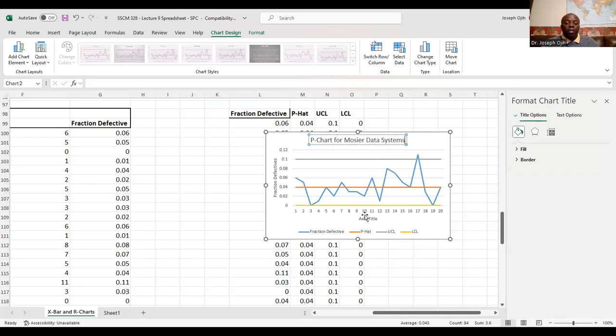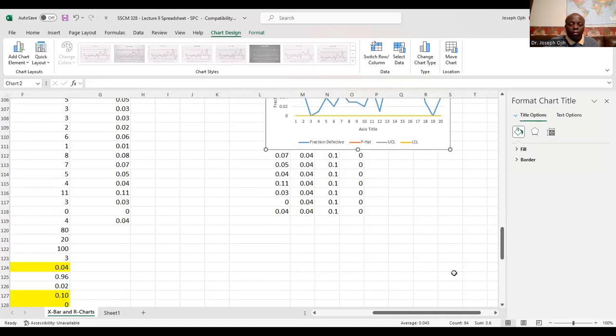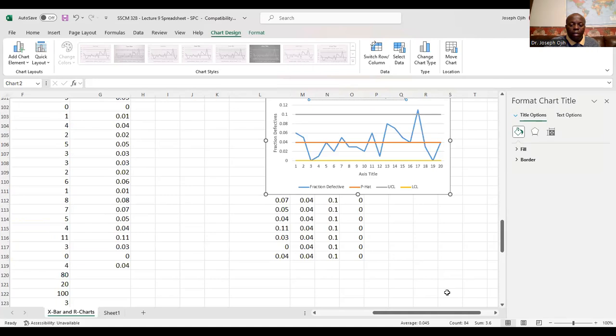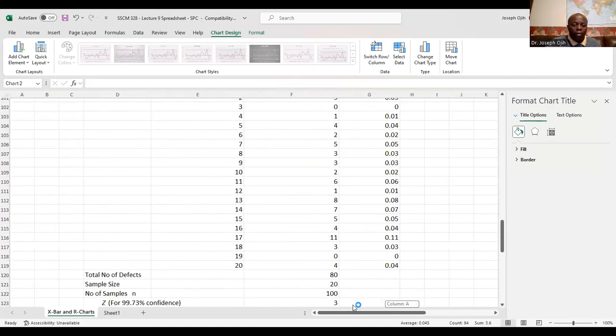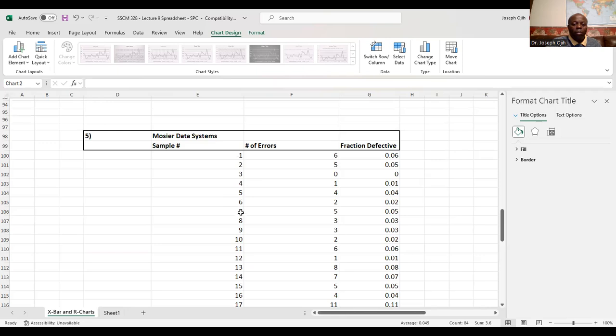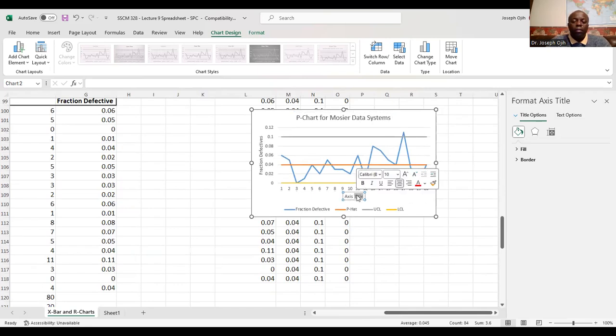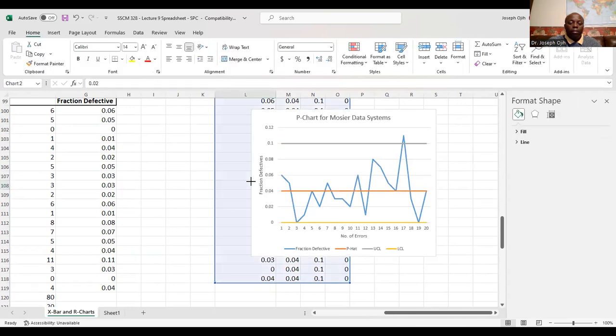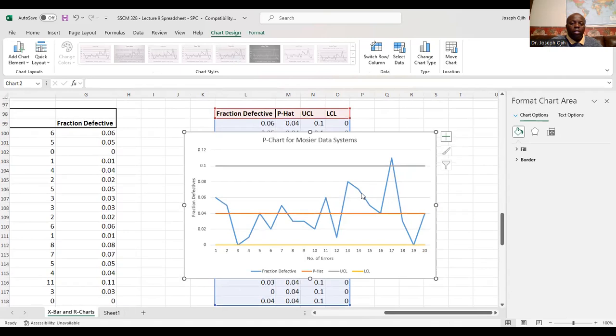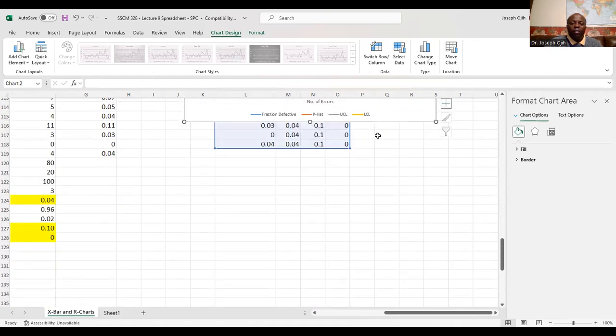Now here, this is the clock. This is the number of errors. Sorry, a mistake. Number of errors. Okay, let me make it bigger. Let me move it down so I can have enough room for it.